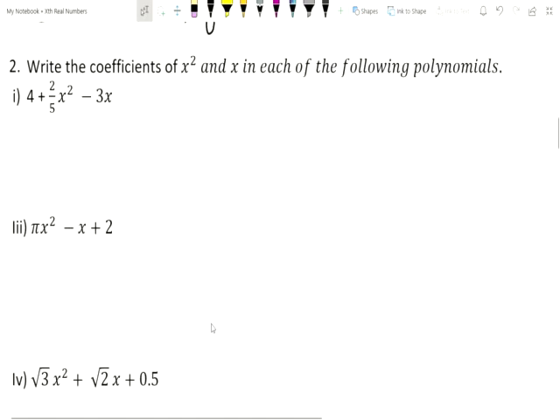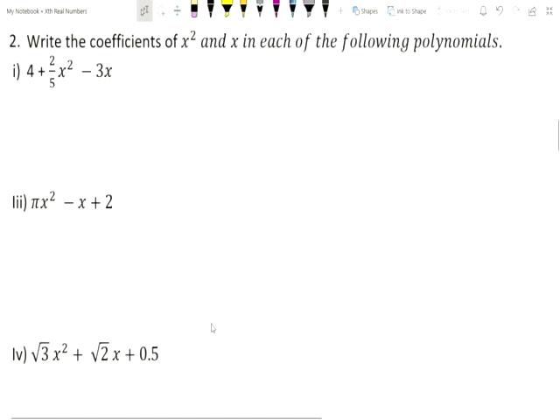So the next one: write the coefficient of x square and x in each of the following polynomials. First, what is a coefficient, children? Coefficient is a number multiplied with the variable.